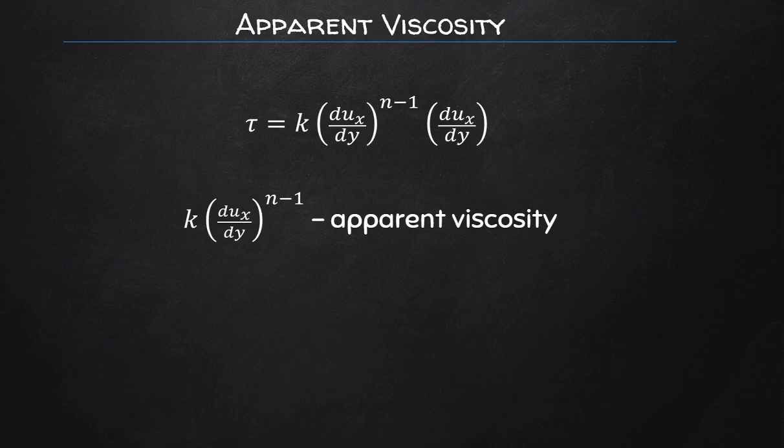It is also often done to separate this equation into two distinct terms, where the first term is the apparent viscosity given by K multiplied by the shear rate to the power of n minus 1, multiplied by the right hand term, which is the Newtonian fluid based term, okay, where n is equal to 1.